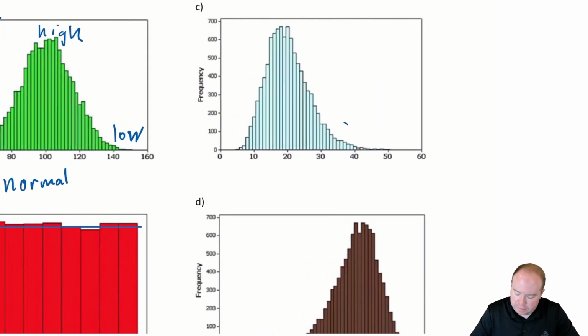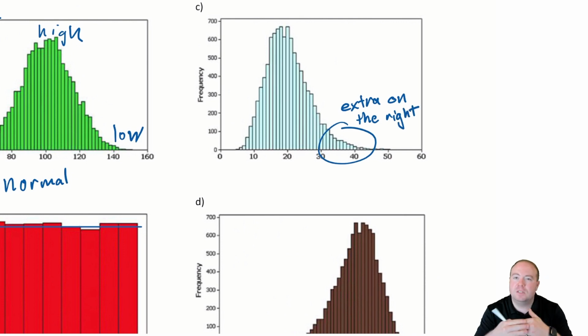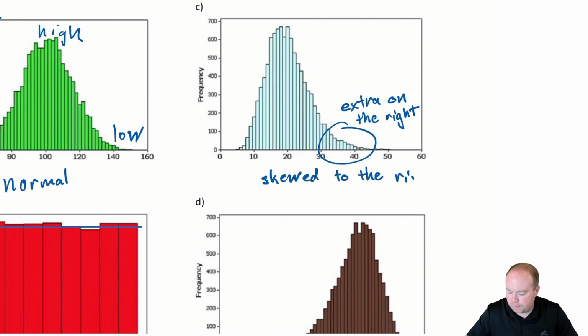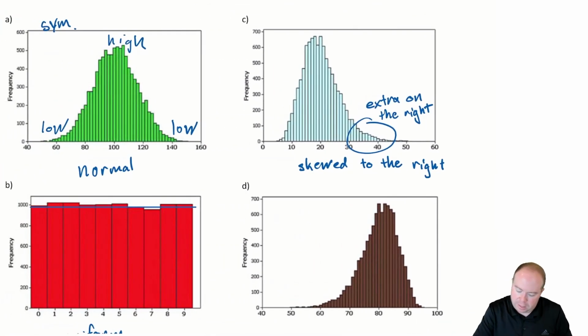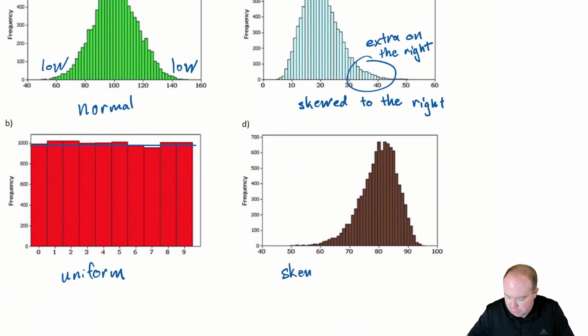C, here we have some extra data on the right. You want to think about how these differ from normal. So this is skewed, and it is skewed to the right. Sometimes skewed to the right and skewed to the left are mixed up, because you could think about it like this one feels like it's heavier on the left because there's more data on the left, but the skew is where the extra data is. So therefore we would say D is skewed to the left.